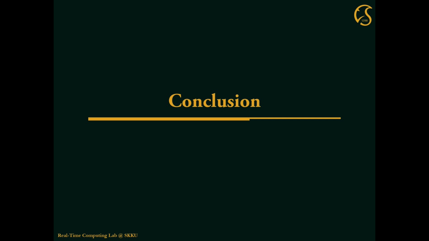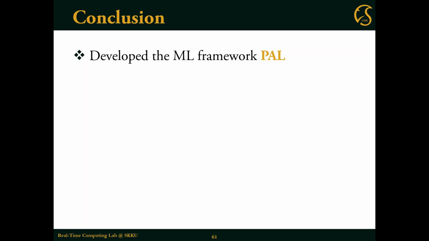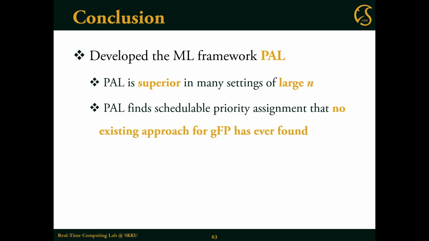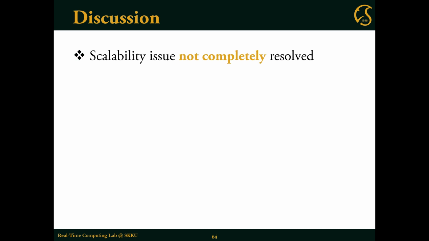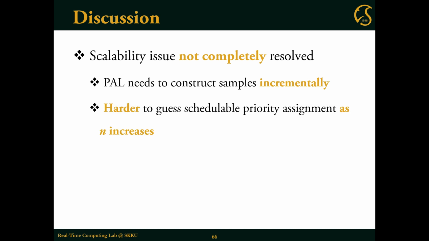So for our conclusion, we developed the machine learning based framework called PAL. PAL is superior to other methods in many settings. PAL also found schedulable prior assignments that no one has ever found. Although PAL is successful in finding schedulable prior assignments of many tasks with large N, the scalability issue is not completely resolved. PAL needs to construct samples incrementally, which took around 1 or 2 weeks with a single personal computer. And as the number of tasks increased to be extremely large, PAL struggled at guessing schedulable prior assignments.